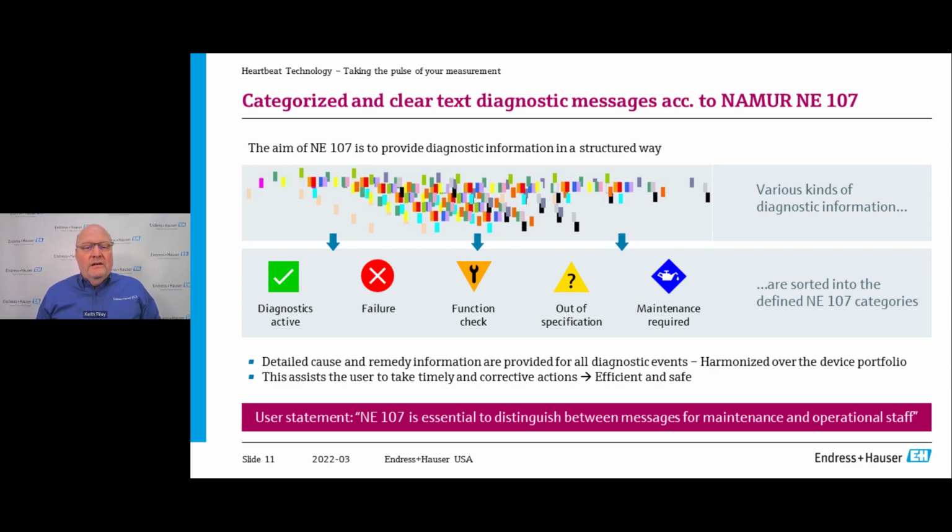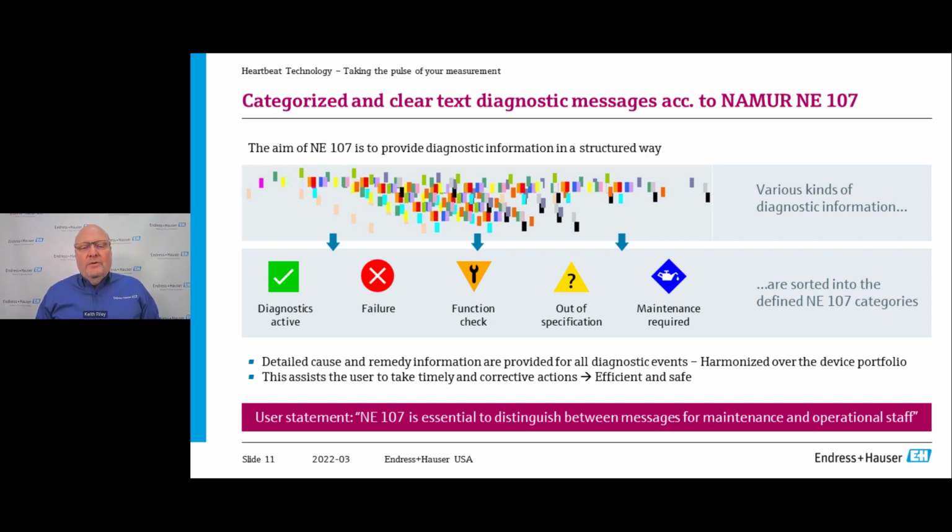As you're looking here, if you see a dashboard with a nice green check mark, that means everything's healthy. The red X, obviously failure, we have a serious issue. But then you have the other dashboards as well, because you have varying degrees of what the instrument may be experiencing. Could be a function check, should be out of specification, could be just maintenance required.